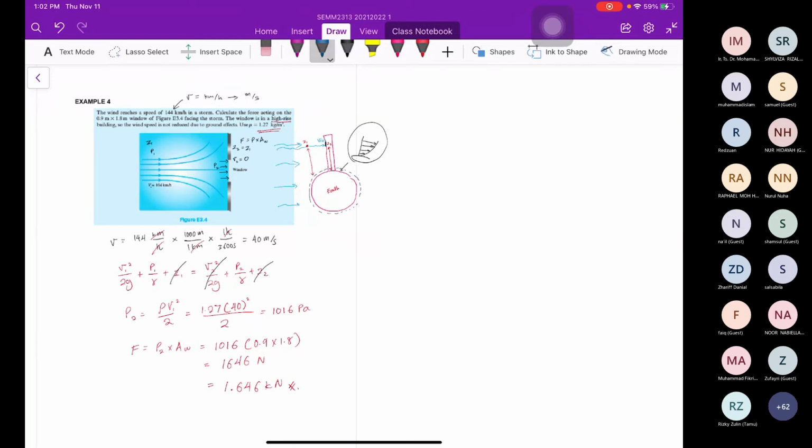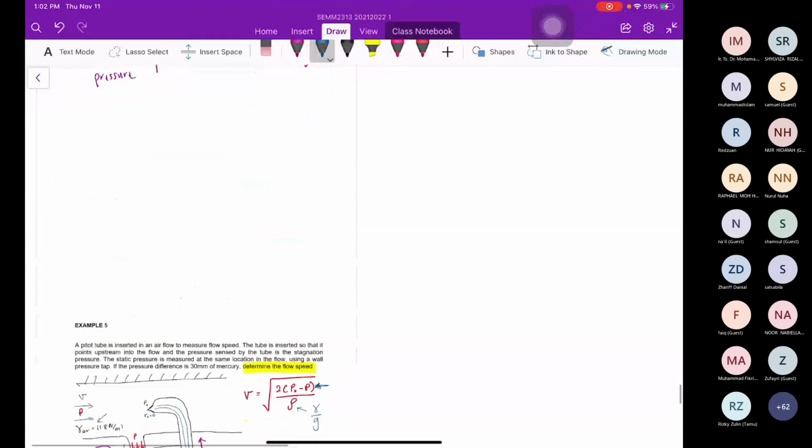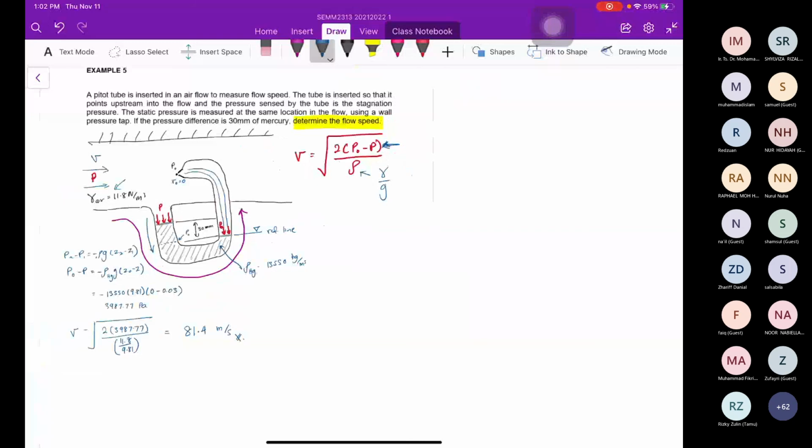Doktor, for gamma do we need to divide by gravity? Correct. Yes, we need to divide. Do you know why we need to divide? Because the equation of velocity only needs the density. So gamma is equal to rho g. In order to get density, gamma divided by gravity. Alright, thank you doktor.